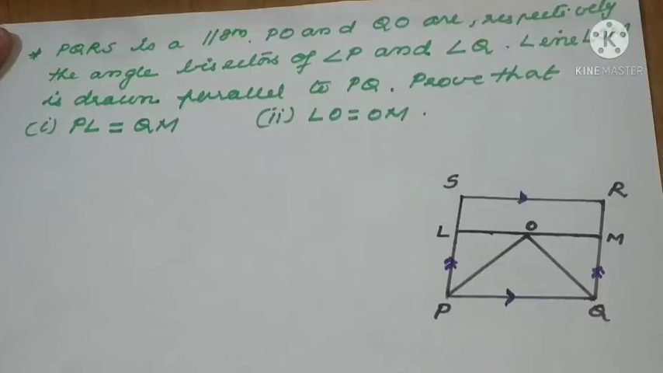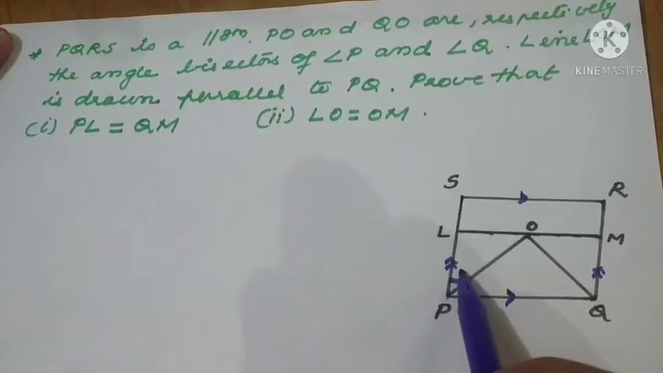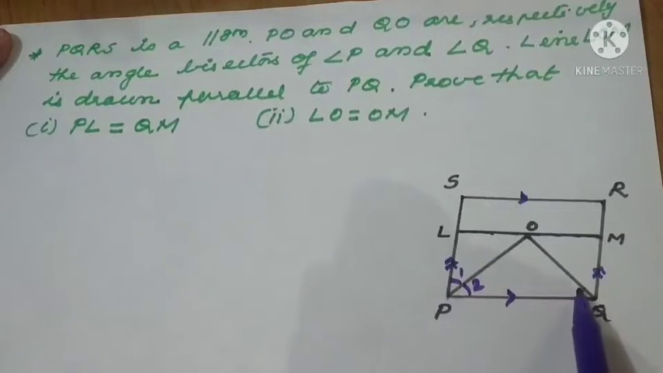Next, angle bisectors of angle P and Q. So that means this is a bisector. If I mark angle 1 and 2, it will be equal, and here also 3 and 4. So the diagram we must copy because we are naming the angles, right?